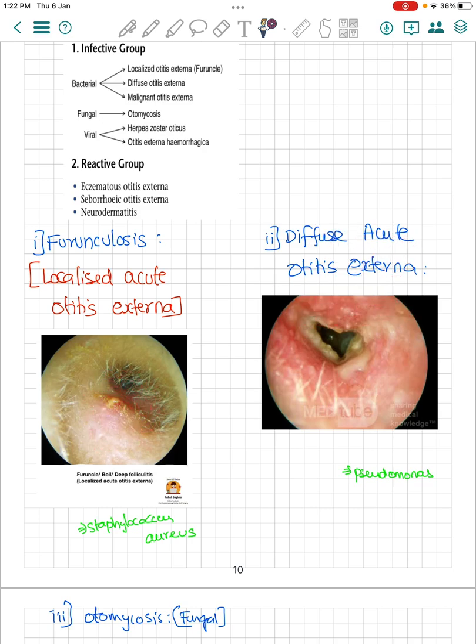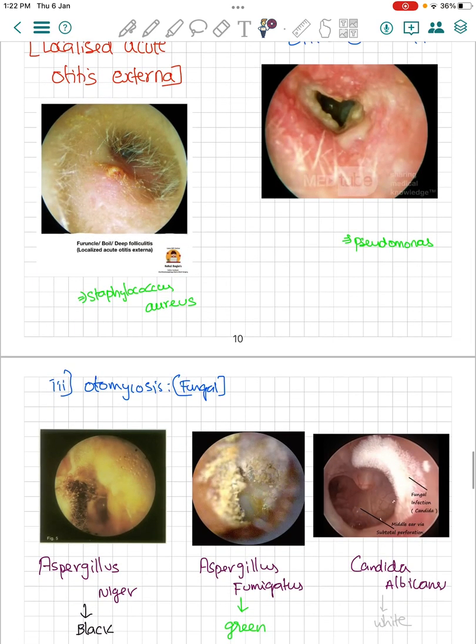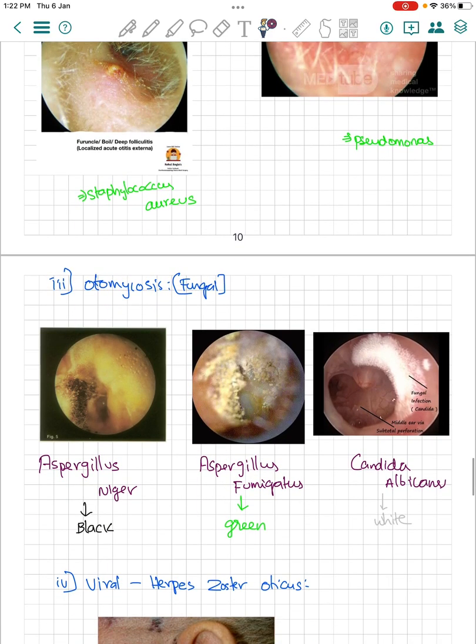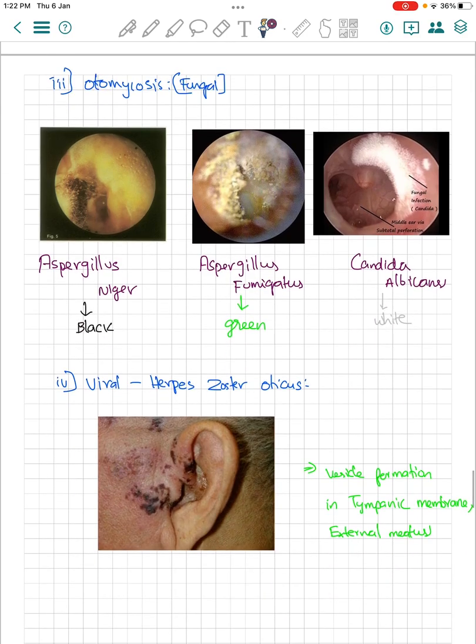Whereas in diffuse otitis externa, the whole acoustic canal is infected. The most common cause is Pseudomonas. And then there may be otomycosis or fungal infection. Different fungi affect the EAC. Aspergillus niger causes black colored colonies. If it is infected by Aspergillus fumigatus, it produces green colored colonies. If it gets infected by Candida, it produces white colored colonies.